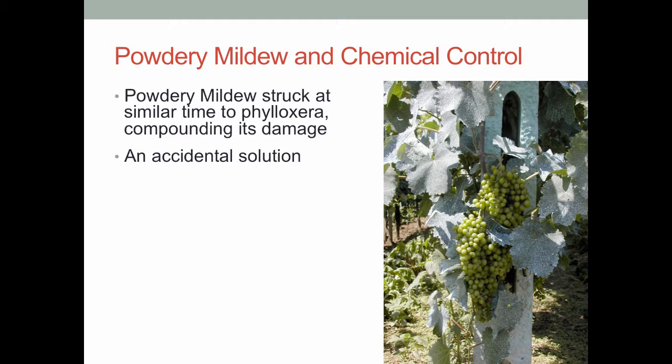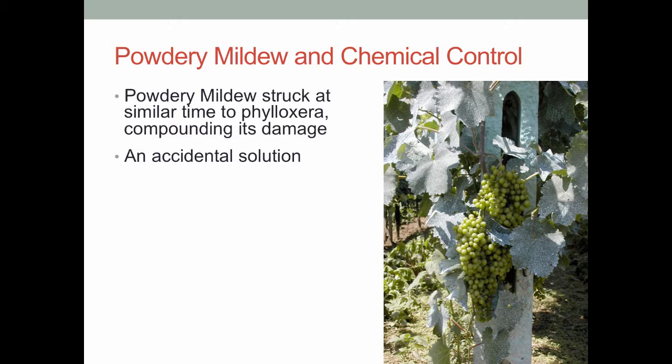And powdery mildew, so one of the other reasons that the grapes had such a hard time dealing with phylloxera was that powdery mildew was introduced to Europe at about the exact same time. So it was sort of compounding the entire problem. And ultimately, powdery mildew was sort of the way that we got into a lot of chemical controls that were oriented towards fungi. So powdery mildew was hanging out, causing all sorts of problems.